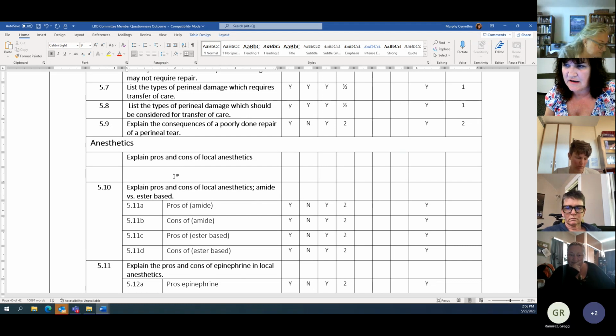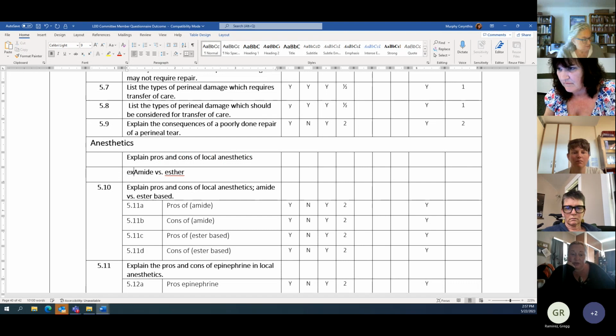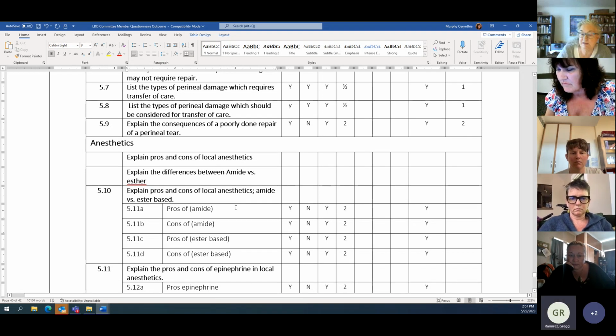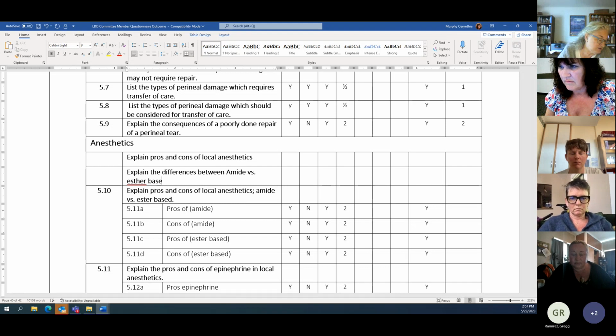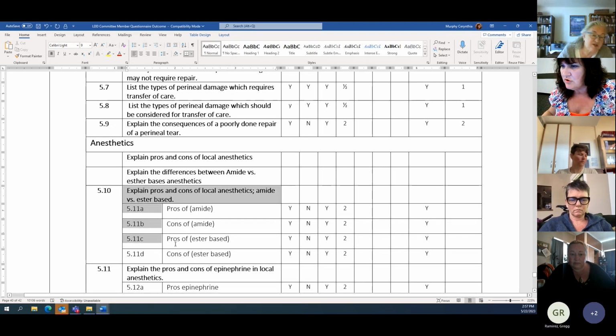So Desi, what did you say? Explain the pros and cons of local anesthetics. And then what was the other one, the amide versus ester? I believe it was explain the differences between amide and ester based, which I don't know what those are. So I'm probably not a good person to help with that question. So one is excreted by the liver primarily, and one is excreted by the kidneys. And so thus one tends to be excreted a little faster. But yeah, so those would be our 2 questions.